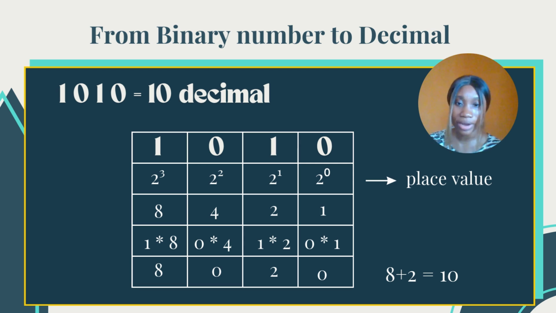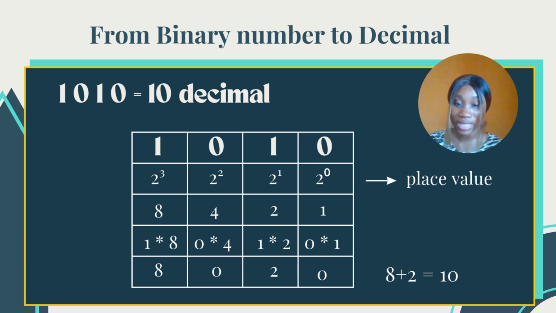Now let's go back to the binary number given to us. We have 1. Now 1 times 8 for the first column, 8. 0 times 4, 0. 1 times 2, 2, and 0 times 1 is 0. So we are left with 8, 0, 2, 0. So what do we do? We add the 8 plus the 2, and that gives us 10. So that means this 1010 is representing the number 10 in the decimal number system. It's as simple as that.